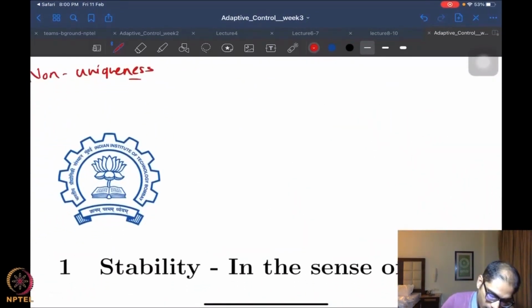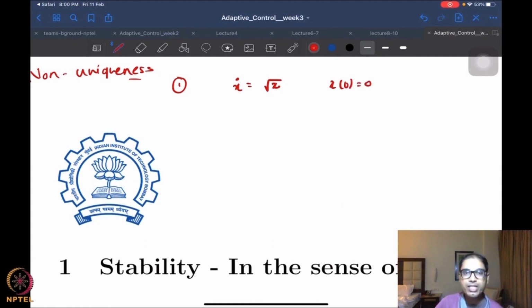What are such systems? Let me look at one example only. Suppose I take x dot equal to the square root of x. There I had the square, here I have the square root. So let's look at what happens. Here I give x at 0 equal to 0. I give initial time as exactly 0 and initial state also as 0.